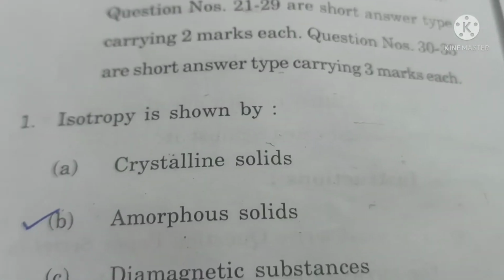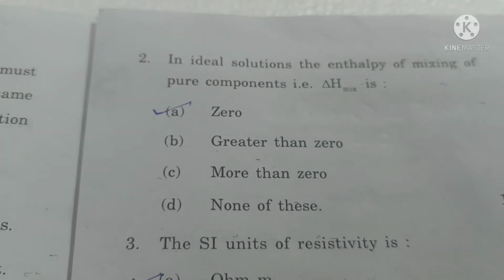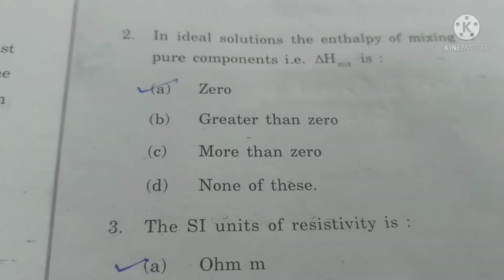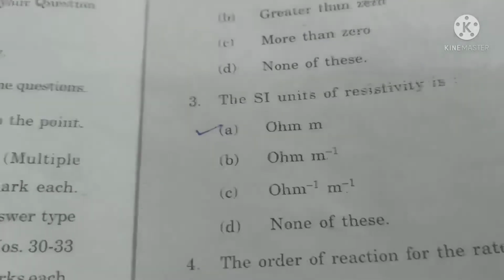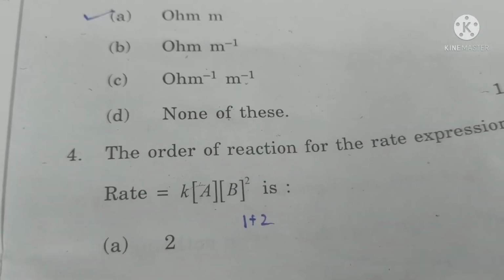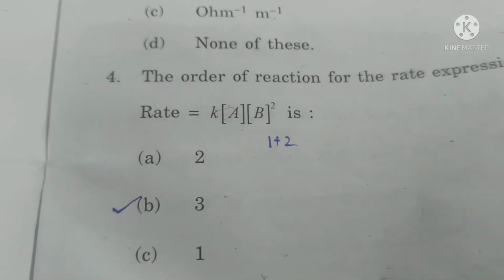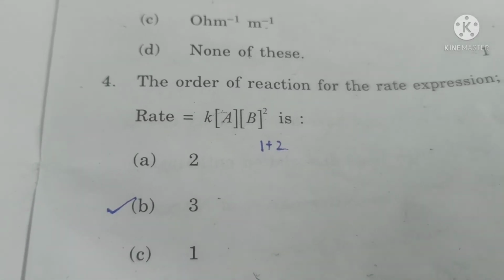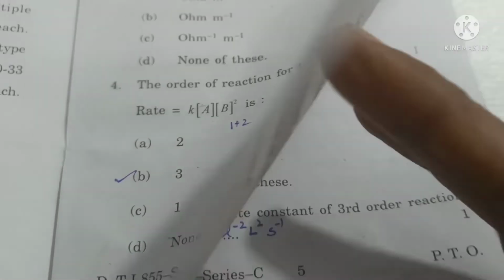So the first question is, isotropy is shown by amorphous solids. In ideal solution, the enthalpy of mixing of pure components, that is delta H mix, is 0. The SI unit of resistivity is ohm meter. The order of reaction for rate expression, rate is equal to K into A into B raised to power 2, is 1 plus 2, that is 3. It's a third order reaction.